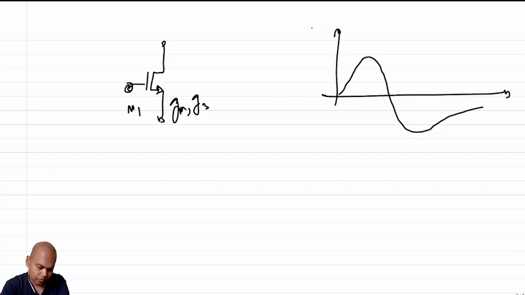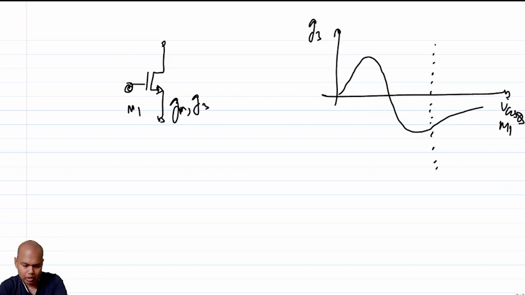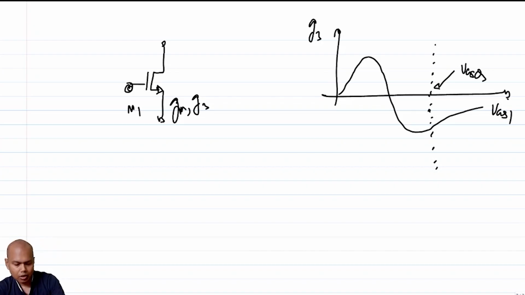This is M1, this is G3, this is VGS for M1. Let's say you have biased your M1 in such a way that you did not bother about where G3 is, you wanted to maximize GM, and for that maximized GM you biased it at this VGS1. Clearly you have non-zero G3.